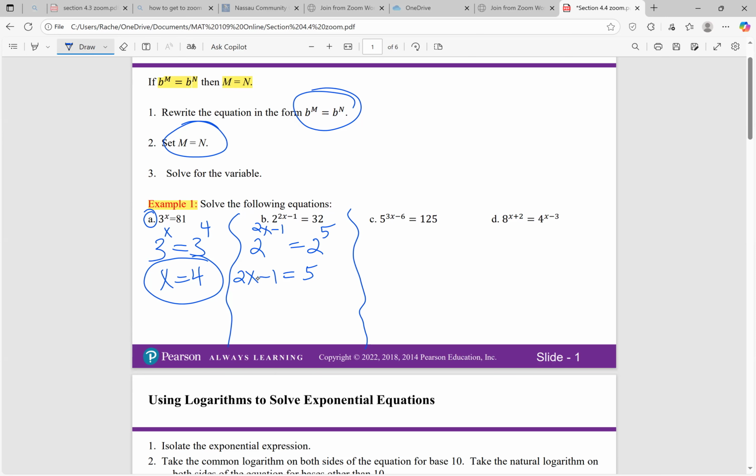Now we could solve for x. So we're going to get 2x equals 6. If I divide both sides by 2, I'm going to get x is equal to 3. And always check your answer. If you go back to the original and plug in 3, we're going to get 2 to the 2 times 3 minus 1. 2 times 3 is 6. 6 minus 1 is 5. So on the left-hand side, we get 2 to the fifth. And 2 to the fifth is 32.